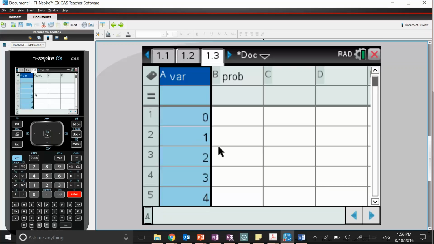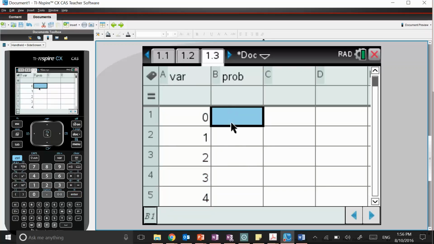So let's say, how do you work out the probability? You can do it manually for each one, or you can tell the calculator to calculate it for you, like in an Excel spreadsheet. So I'd say, all right, to figure out the probability, I want it to equal, and you type in your formula.